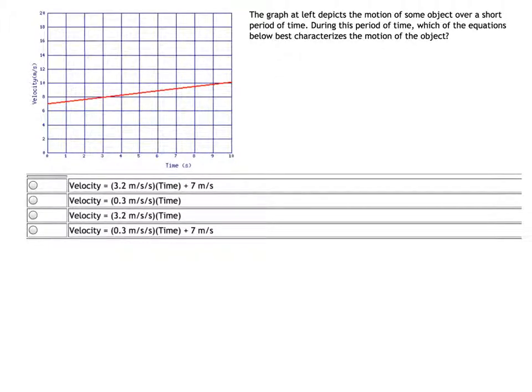So right off the bat, we can narrow it down to one of these two equations, because they both have a y-intercept of 7, like our line, and then we just need to figure out the slope. In most of these cases, it should be relatively easy to tell which one is which. The slopes are far enough apart, 3.2 and 0.3. In this case, we're going up about 3 and over 10, so 3 over 10, 0.3. It's gotta be this one.